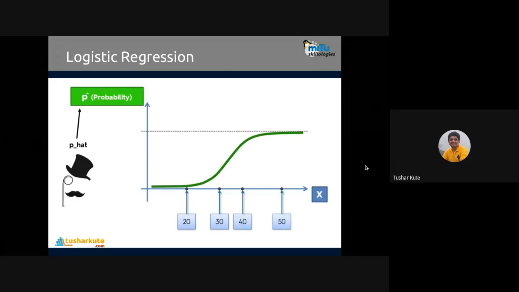Now let's see how the predictions are done once the model is created. Predictions are done with the help of the probability concept. For example, the model is like this. Here we have 0, here we have 1, and now we'll consider the output variable to be probability based, p hat. For example, 20, 30, 40, 50 are new ages, and I just want to predict whether the customer will receive the email or not.